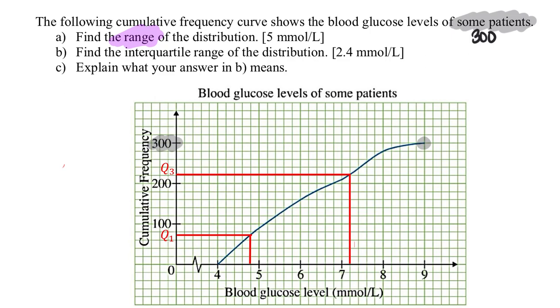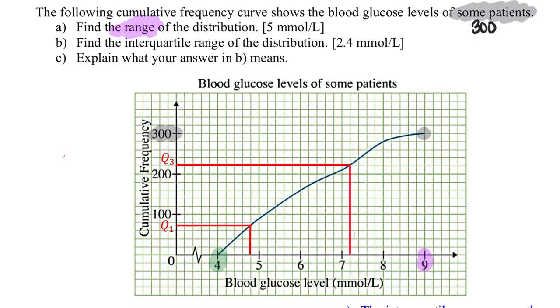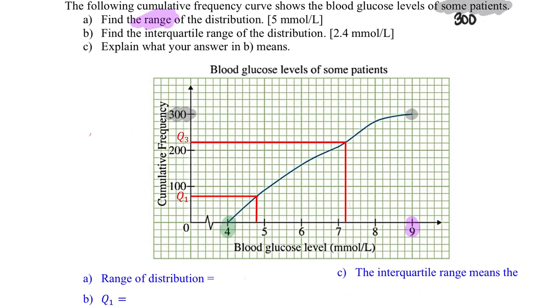So from here I gather that it is from 9 to 4. And so the range for part A will be 9 minus 4, where 9 is the highest value for the blood glucose level and 4 is the lowest. And so this one will give me 5. Do remember to write down the units, in this case millimole per liter.